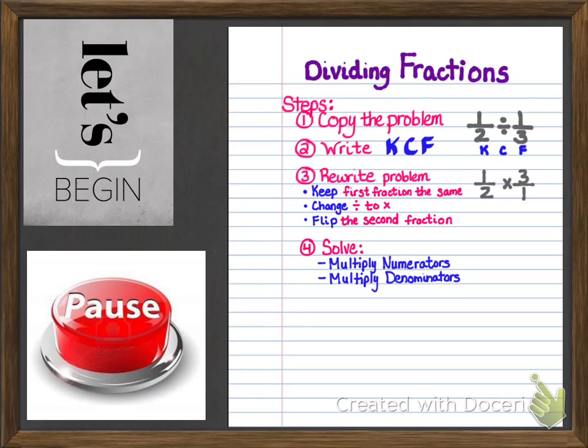Step 4, I'm going to solve. In order to solve this, you're going to multiply your numerators, and remember, you're going to write that down, and then you're going to multiply your denominators and write that answer down. So here it is. I did 1 times 3, I got 3. 2 times 1, I got 2.